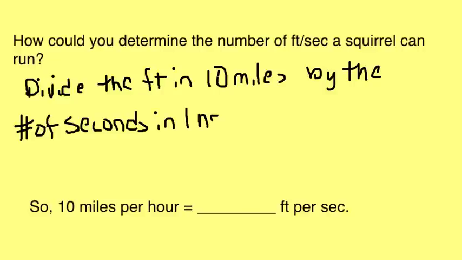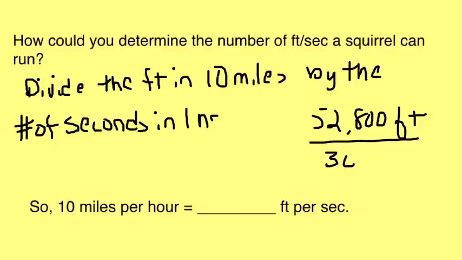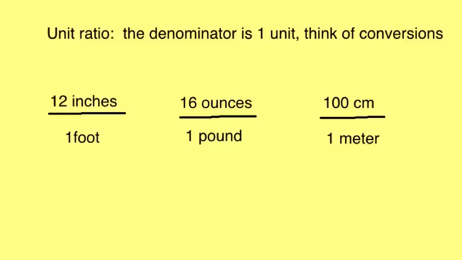So the two numbers that we'll be working with are 52,800 feet in 10 miles divided by 3,600 seconds in 1 hour. When you do that on a calculator, you're going to get a repeating decimal. We'll go ahead and round that up to 14.7 feet per second.